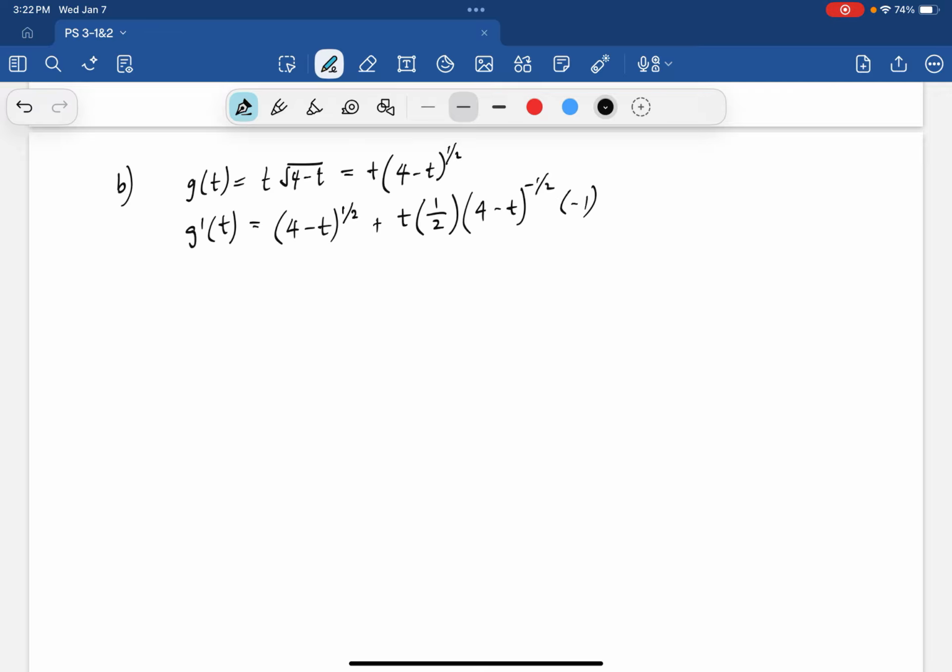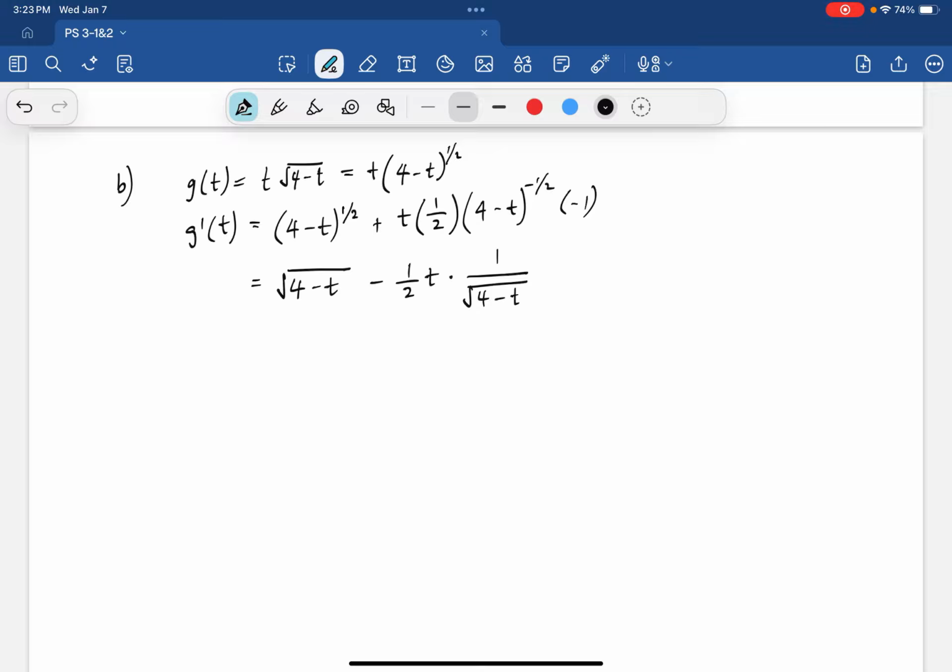Okay? So if we were to rewrite this, we would have square root of 4 minus t minus 1/2 t times 1 over square root of 4 minus t. The negative 1 we can bring out as a minus sign, and the power of negative 1/2 is a reciprocal of a square root. Okay, and we're asking the question, where does this equal 0, and where is it undefined?